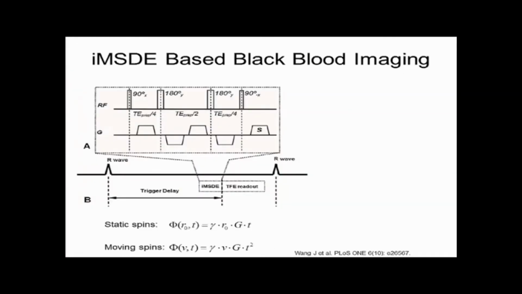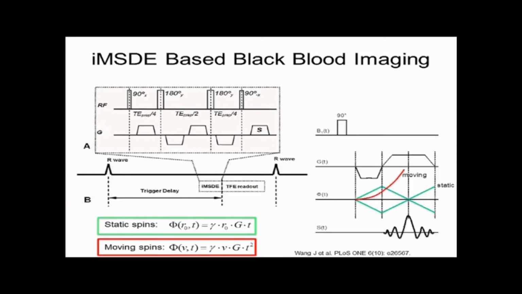And this is another black blood pulse. As I said, it's based on a T2 prep pulse, which is shown up here. But if you place gradients in between, you can see that if you have static spins, you have a linear phase accumulation. If you have moving spins, it's quadratic. And if you now plot the phase of these spins during the echo, the static spins have zero phase, so you get a strong signal. However, the moving spins accumulate phase, and you won't get a signal from the moving spins. Thereby, you suppress the blood signal.